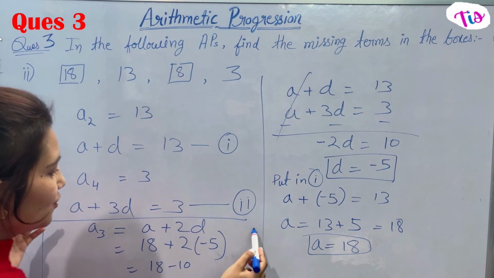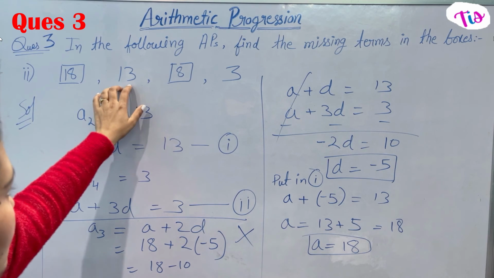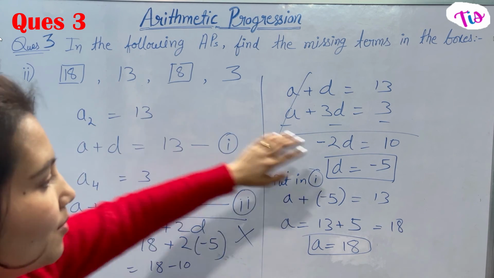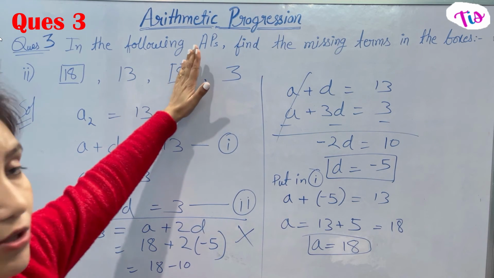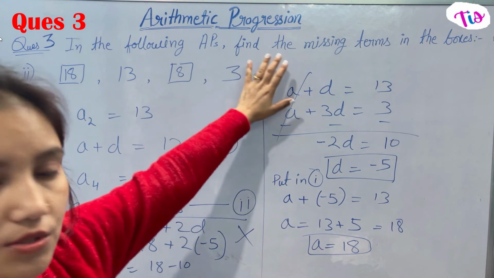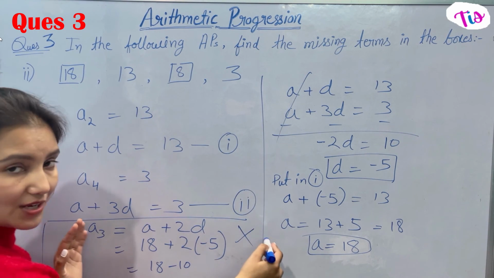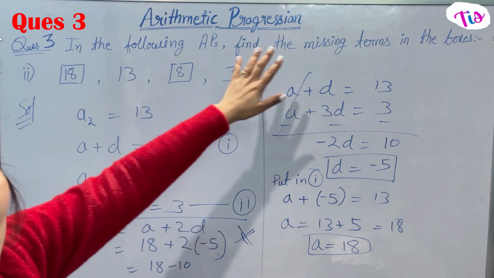Or instead of just putting these values in a3, you can simply solve it here. Second term is 13, common difference is minus 5. So the next term would be 13 minus 5, that is 8. You can simply find it out from here also, instead of putting the values in a3, you can directly solve it here as well.